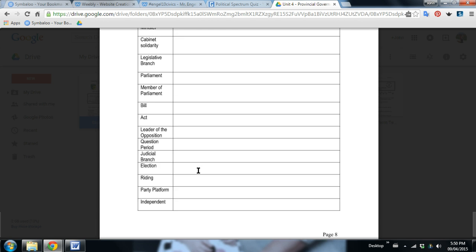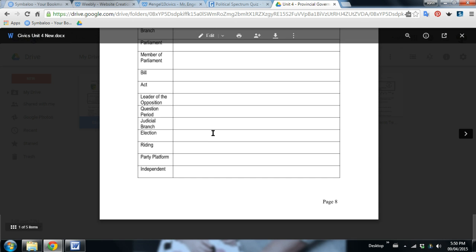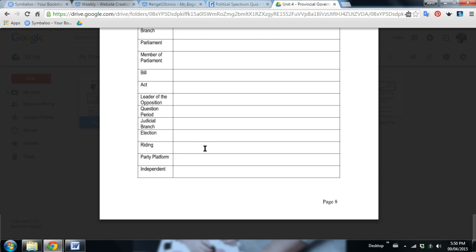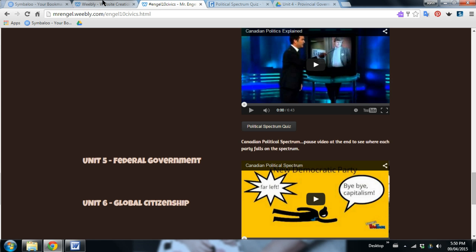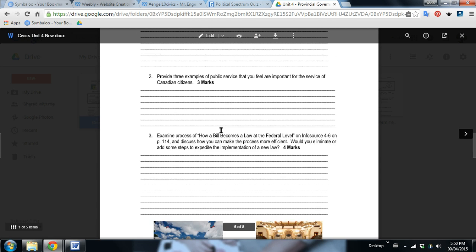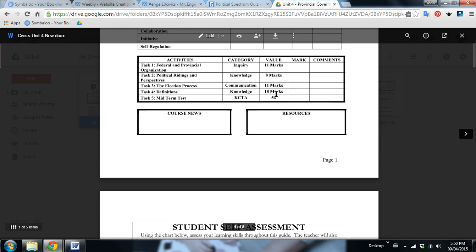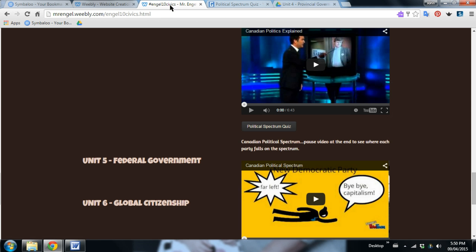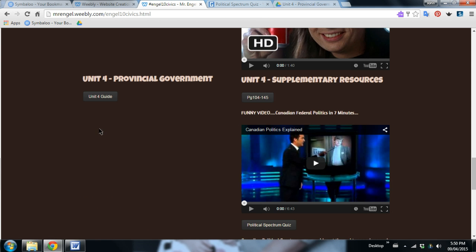18 definitions, a lot of them this time around, worth 18 marks. There is no culminating assignment at the end of this unit, and the reason for that is because we're going to be writing our mid-course quiz at the end of this unit, and that is going to be worth 50 marks. I will be preparing a review sheet for you, and I will be adding it to the website right here so that you'll have it.